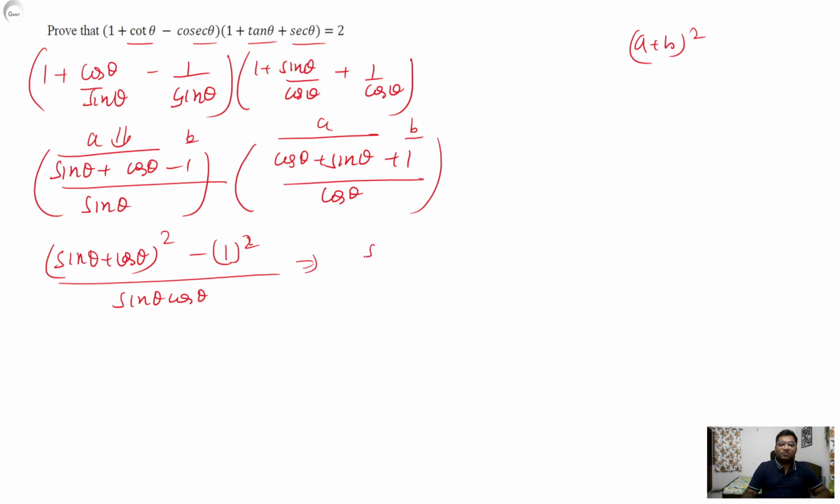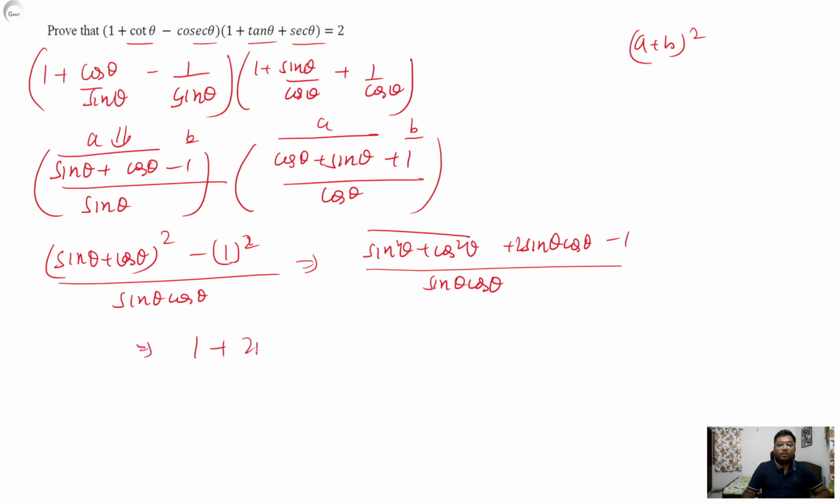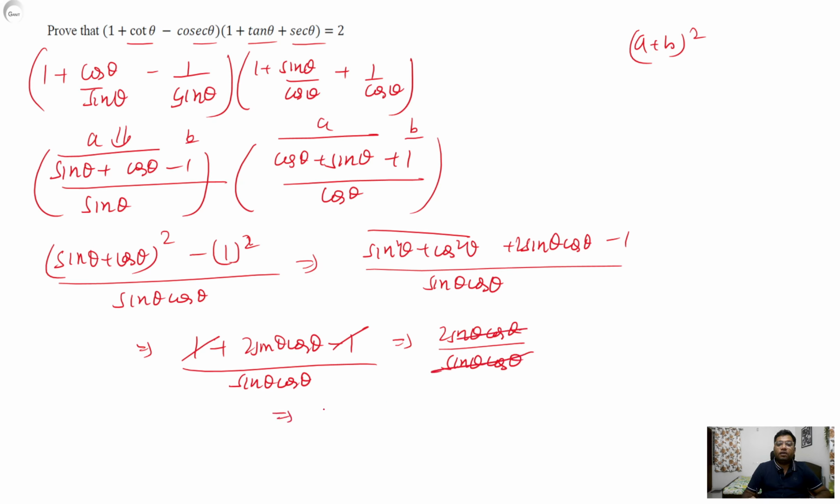So this is sine plus cos whole square. So we have sine square theta plus cos square theta plus 2 sine theta cos theta, a plus b whole square, minus 1 by sine theta cos theta. Now we all know that sine square plus cos square is 1. So what we get, 1 plus 2 sine theta cos theta minus 1 over sine theta cos theta. And 1 and minus 1 cancel out. What do we have? 2 sine theta cos theta by sine theta cos theta, and this whole thing cancels out, and we get 2, which is our RHS.